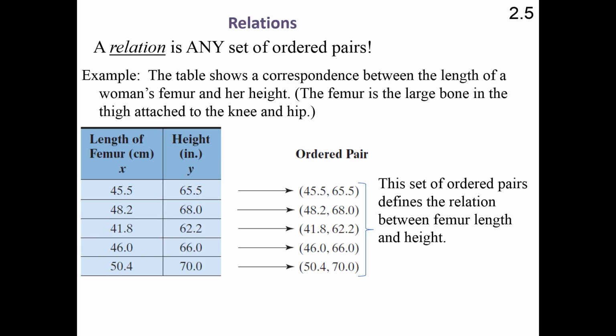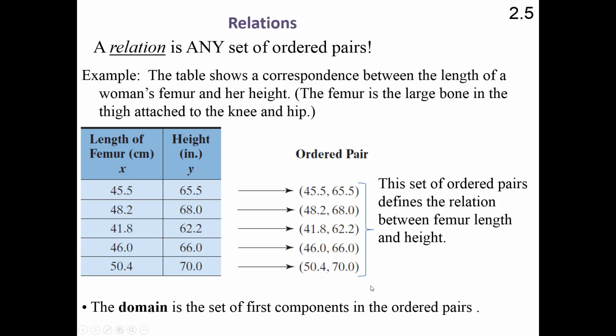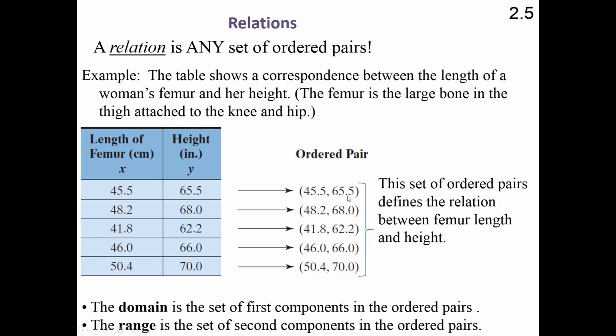It's a primitive mathematical construct, and a relation is just any set of ordered pairs. So in this example, the set of ordered pairs are length of femur and an individual's height. So the set of these ordered pairs constitutes a relation. And the domain of the relation is the first elements in the ordered pair, and the range of the relation is the second elements in the ordered pair.